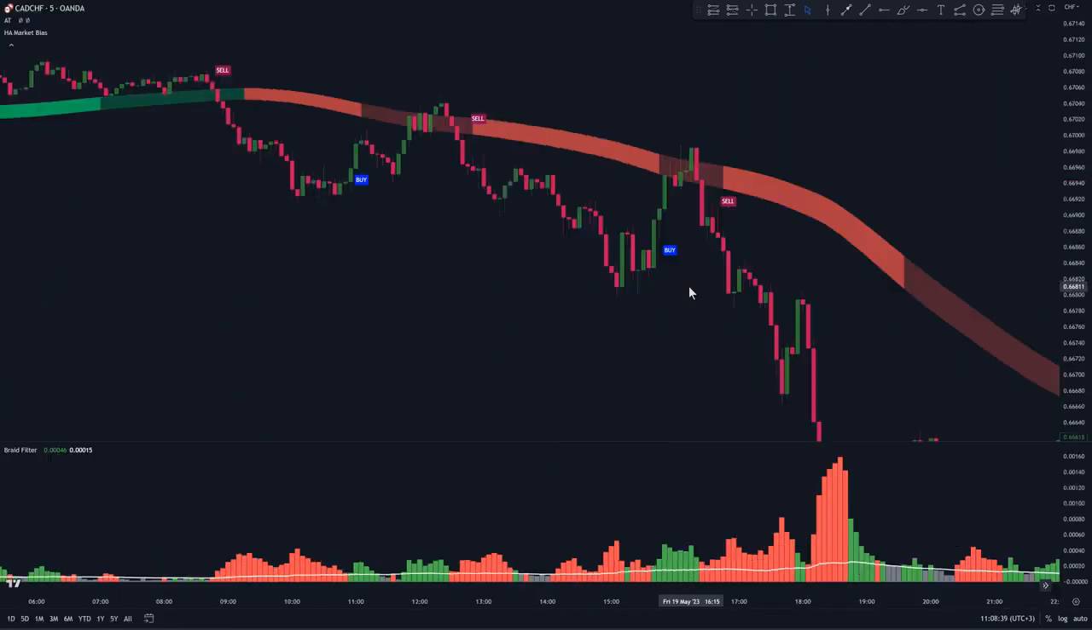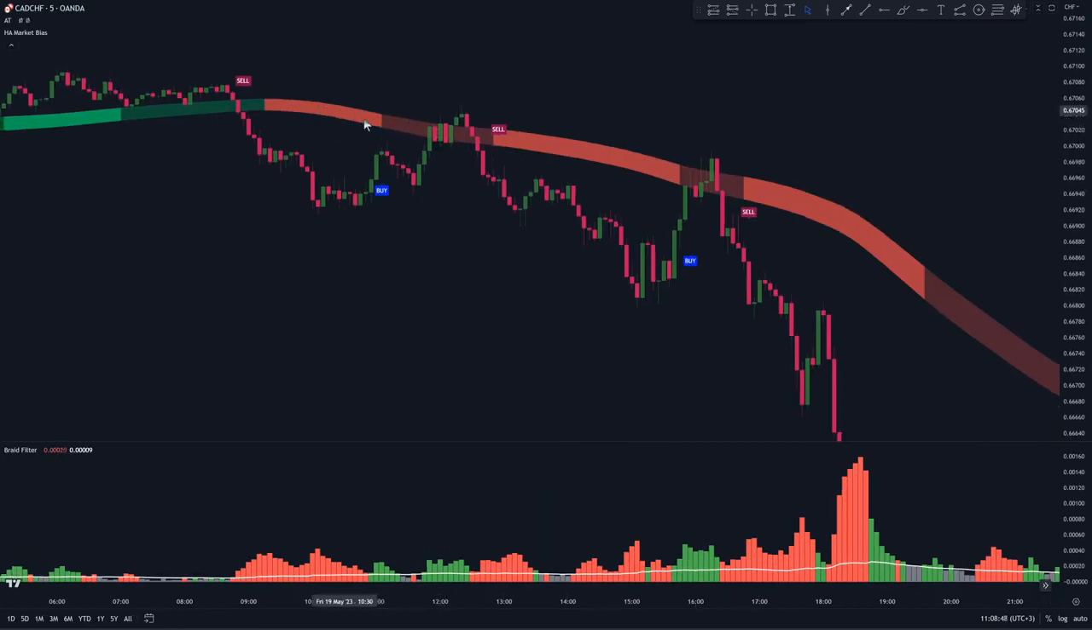For a short trade, this trend ribbon of the Market Bias indicator should change color from bright red to dark red to indicate a pullback in a bearish trend. After the pullback, we want a sell signal to be printed by the Alpha Trend indicator. This becomes our signal candle. Lastly, on that signal candle, we want the volume bar of the Braid filter indicator to be colored red, and it should also be above this white moving average.